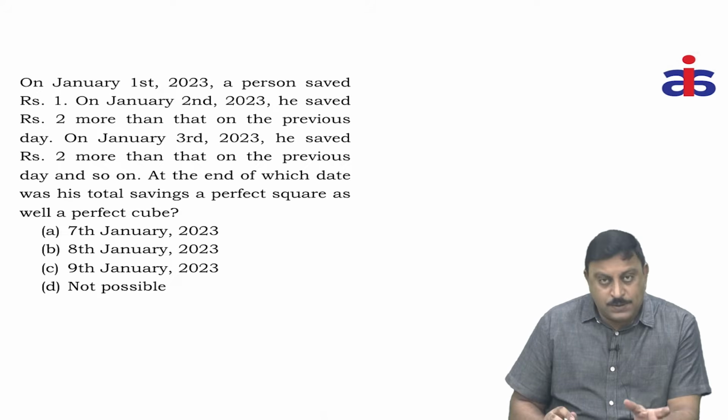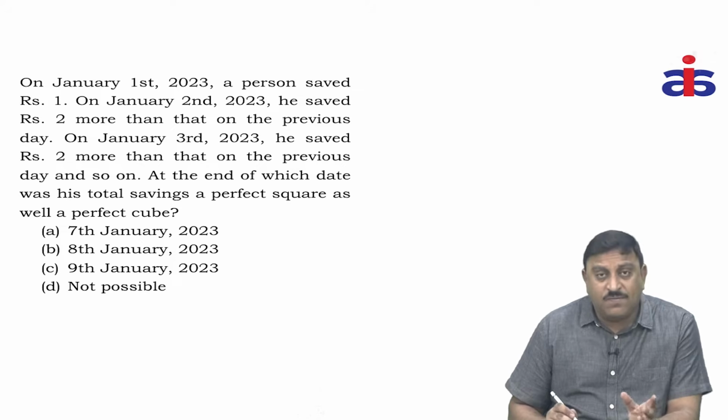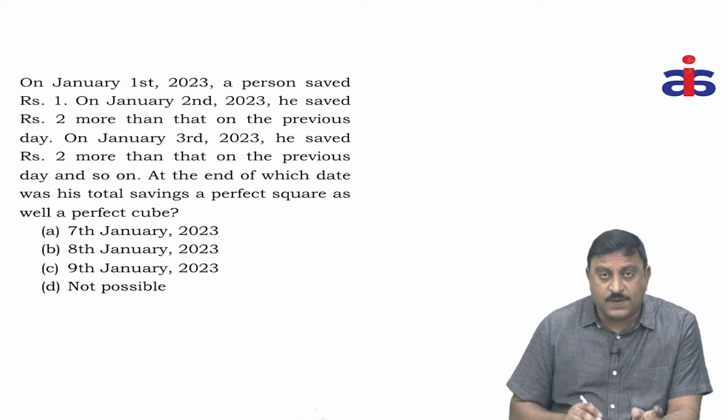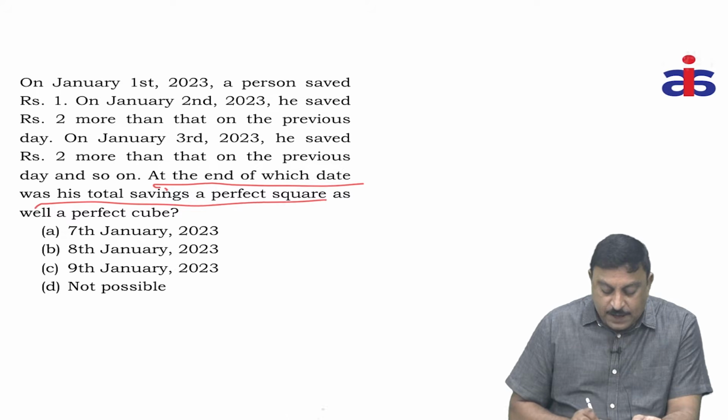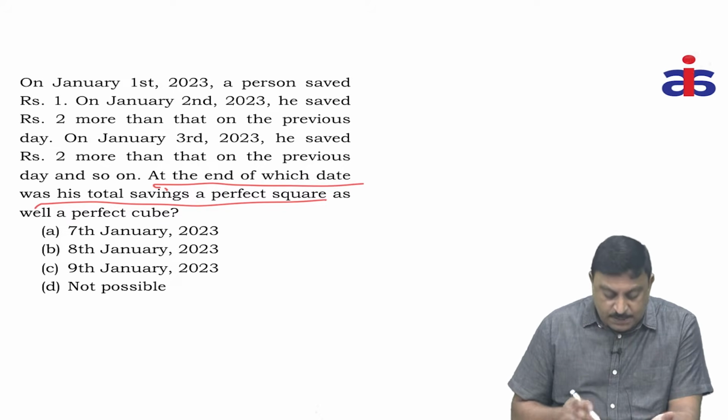Okay, this is also number system based. Whenever the question is like this, 3 or 4 lines, first make it a habit of reading the last line, right? What is that one? At the end of which date was his total savings a perfect square as well as a perfect cube? So it is something going on as perfect square and perfect cube. Let us see first of all.